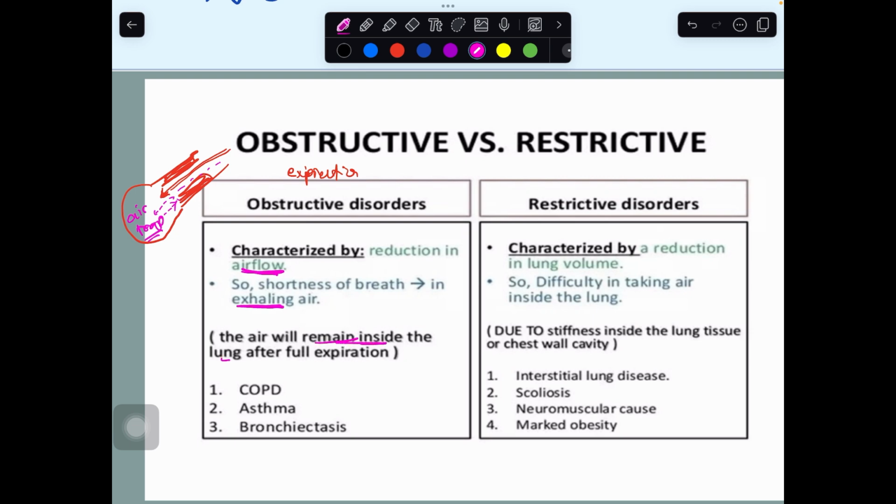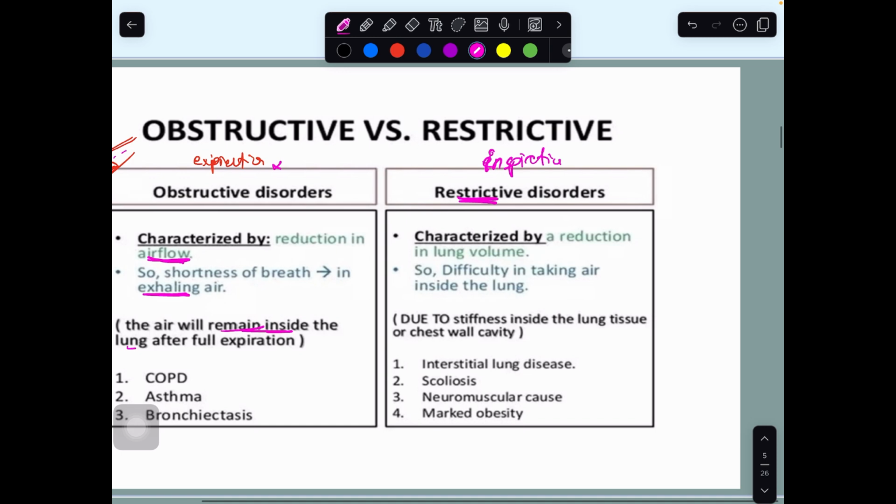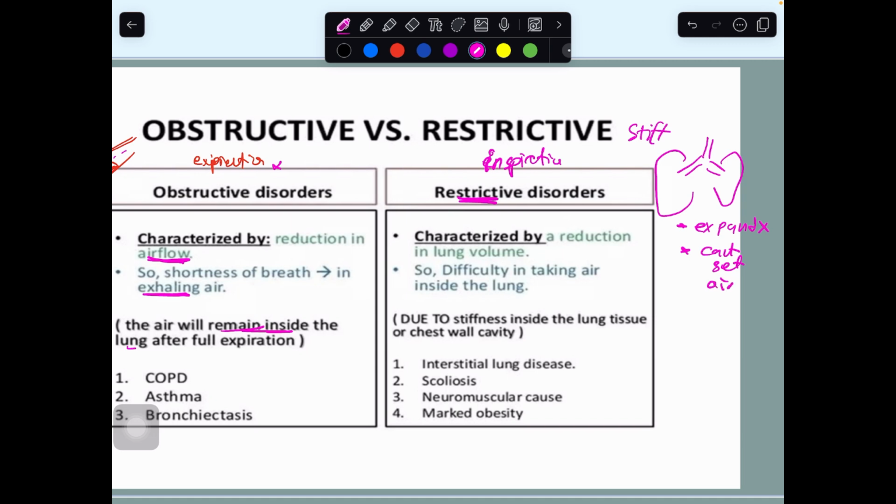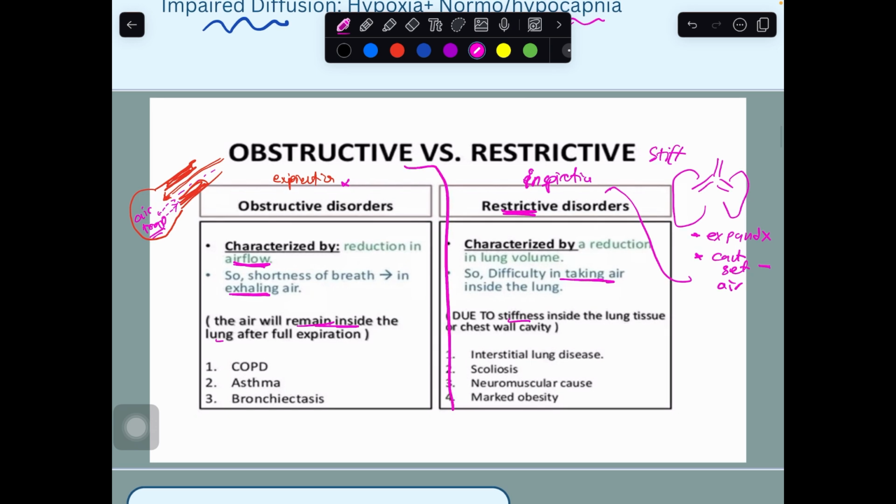Okay? And restrictive disorders are the opposite. The problem isn't in expiration, no, the problem is in inspiration. From the name, it is restrictive. My lungs here are very stiff, and so they won't have the ability to expand properly. If they can't expand properly, they won't be able to take in as much oxygen or as much air, so they can't get enough air, okay? Therefore, the problem is in inspiration. So there's difficulty in taking air in, and it is because of stiffness. So I just wanted you to understand, our topic right now is obstructive.